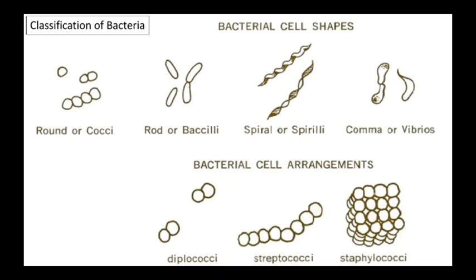In this part, we are going to learn the classification of bacteria. Bacteria can be classified based on two main characteristics. First, we are going to look at the bacterial cell shape. The first one over here is round, and we call it coccus, or cocci, which is the plural form. If singular, then we say coccus. It's a round-shaped cell, spherical shaped.